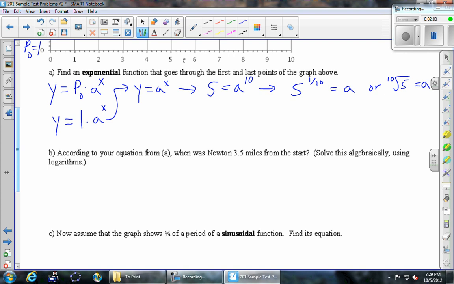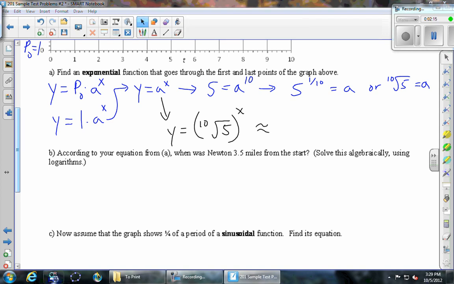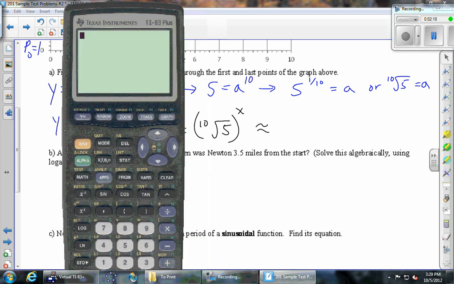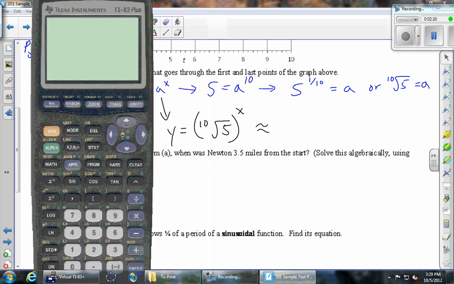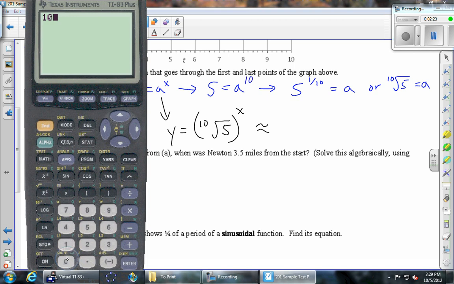So we've got our formula. The exact formula is going to be just y equals the 10th root of 5 raised to the x power. But we can type this in and get a decimal, so let's try that now. So we want the 10th root of 5. A couple of ways to do this. One way is to type the 10 for the root, go into math. Right here, number 5 gives you a general root, so we hit 5. And then the 10 is the 10th root, and the number that goes in here also happens to be 5. So this should give us our decimal.